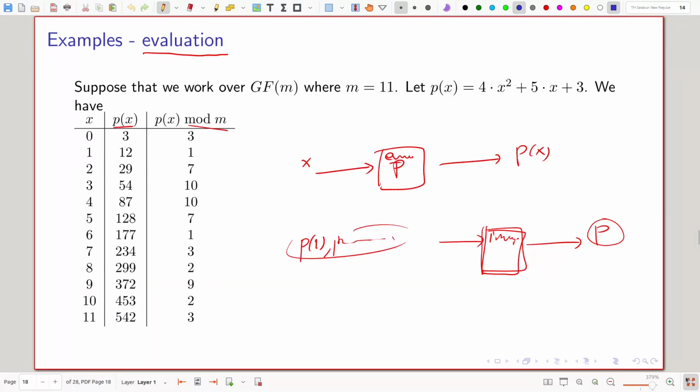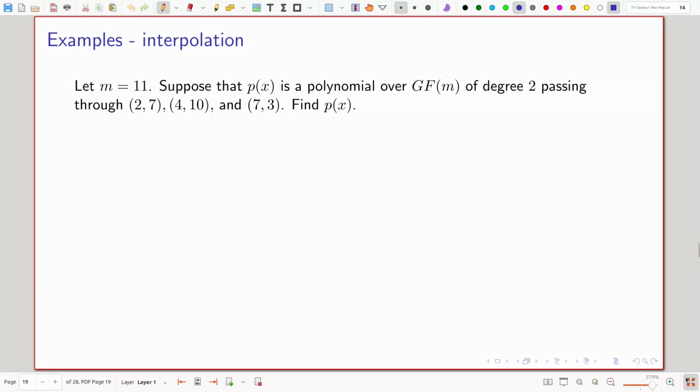Okay, so this is evaluations, polynomial to points. If you have points, you want to go back to the polynomial. It's called interpolation. So this is the example that I'll use. So suppose there's a polynomial over TF11 of degree 2 going through this point. I want to find Px. Okay. How am I going to do that?